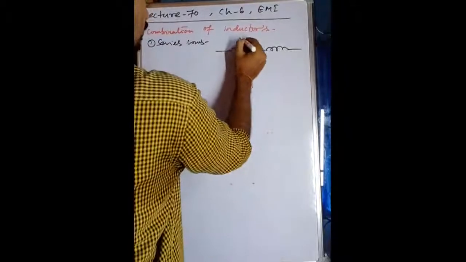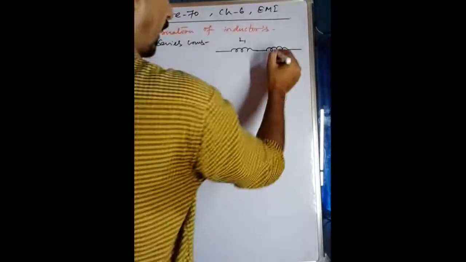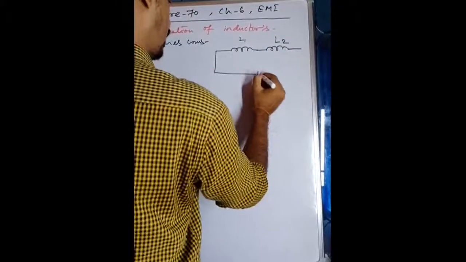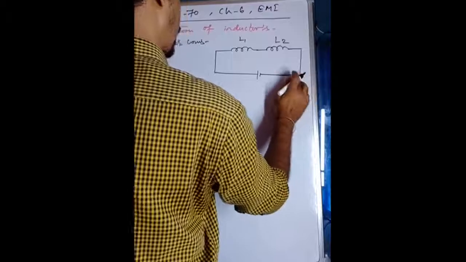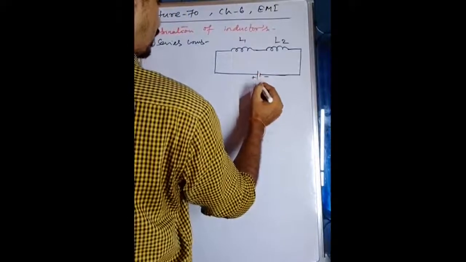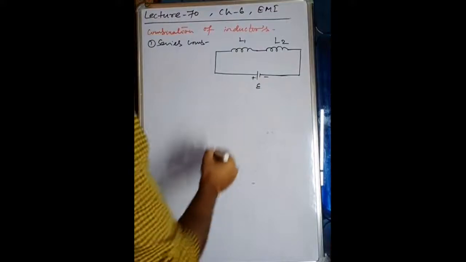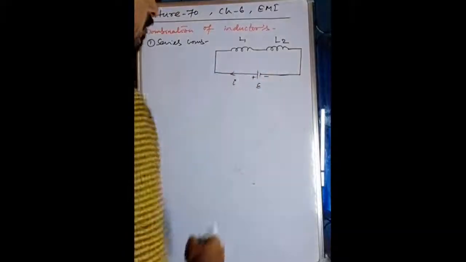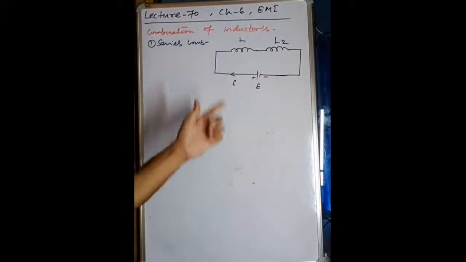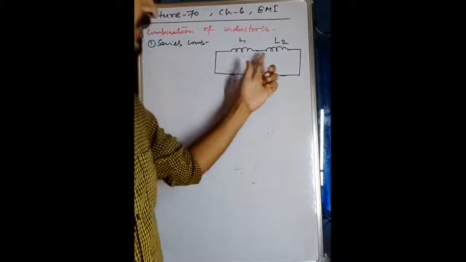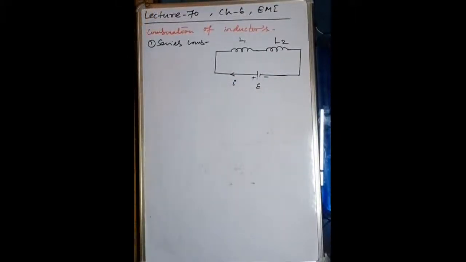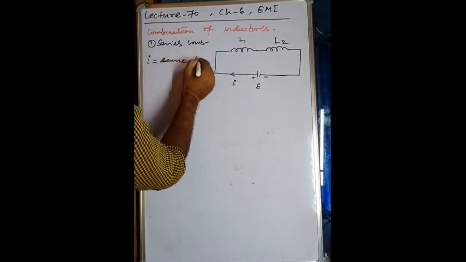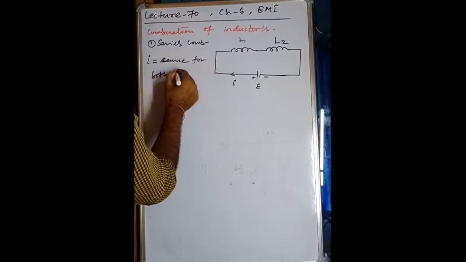Suppose the inductances are L1 and L2. These two are connected with the source of battery, EMF E. Here the current I will start to flow and the current will be the same in both the inductors. Why? Because the two inductors are connected in series. Current will be the same for both inductors.